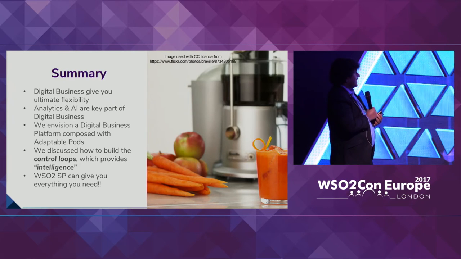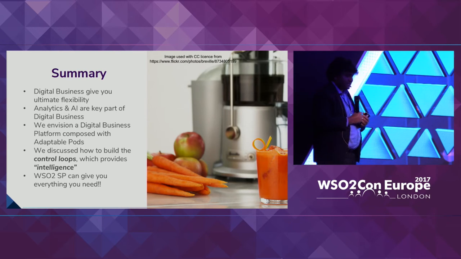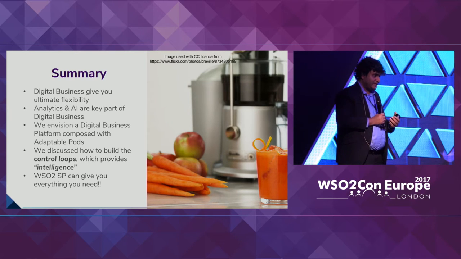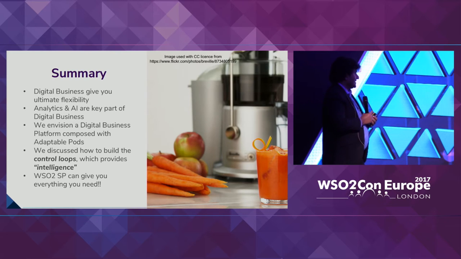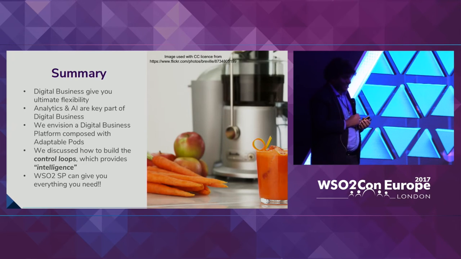For a summary, what we talked about is that digital business gives you the ultimate flexibility in creating your future businesses, and analytics and AI are a key part of that. You have to always think of that when you are architecting your system. We discussed how to build the control loops, and in the end how they provide you the intelligence that you need to continue. All of these are then given by our WSO2 Stream Processor product.